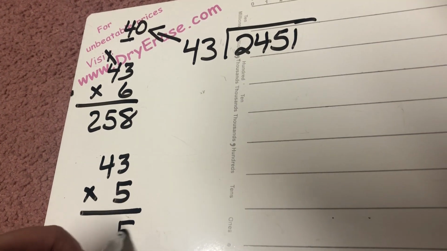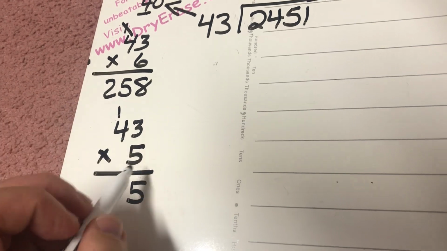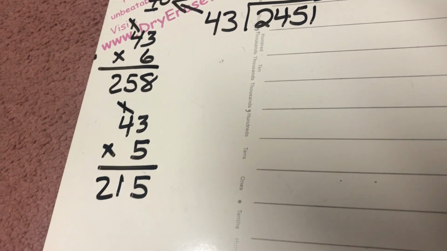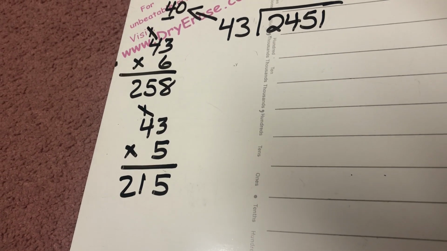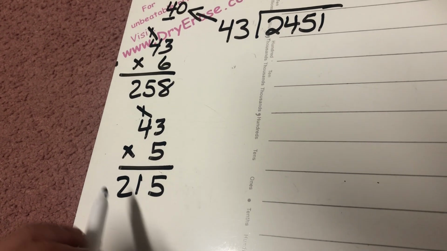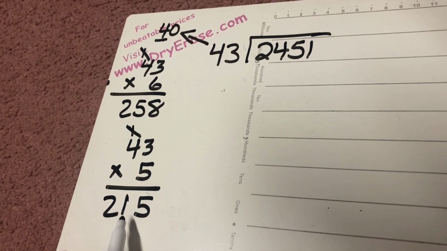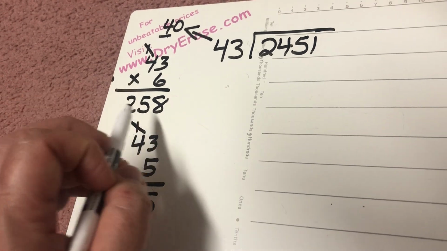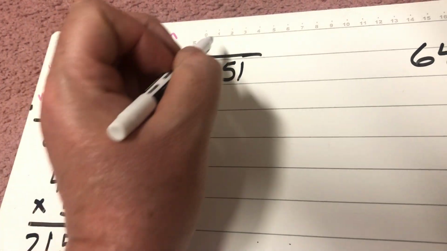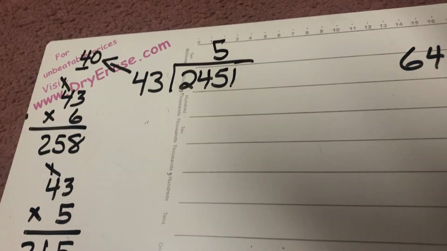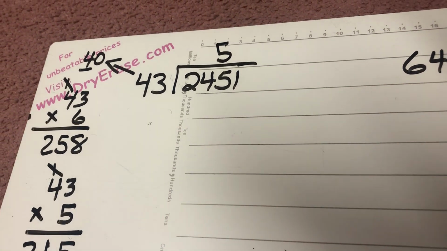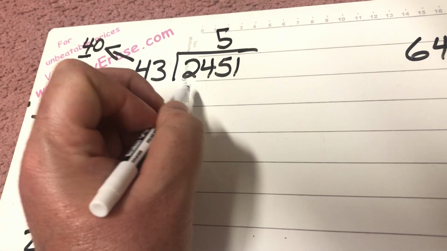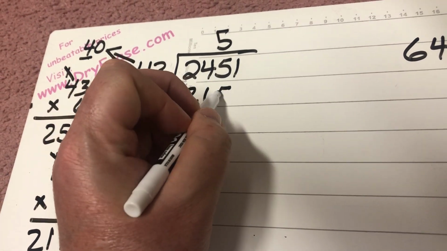5 times 3 is 15. Put the 5 down, carry the 1. 5 times 4 is 20, plus the 1 is 21. I get 215. And I'm going to be pretty okay with that because I don't want to get any smaller because that's already smaller than 245. And I know if I go up to 6, it's too big. So I'm going to put a 5 above my 5 because it's 43 going into 245 5 times. I've already established that 43 times 5 is 215.